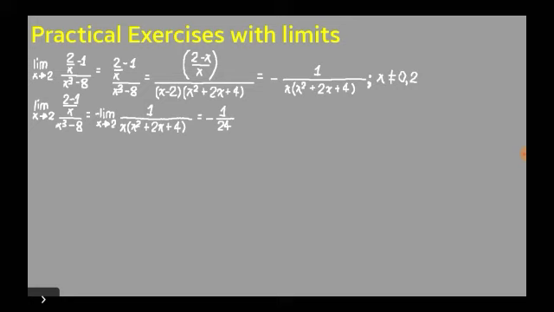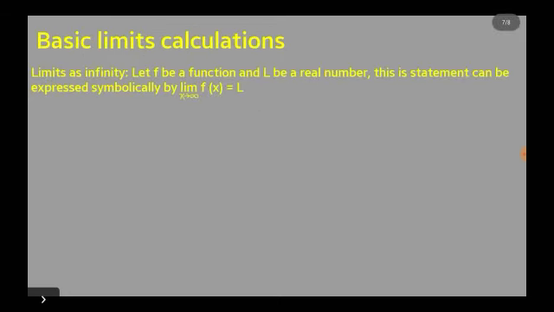X is different from 0 and 2. Then the limit as x approaches 2 of that expression, which is equal to minus the limit as x approaches 2 of 1 over x times x squared plus 2x plus 4, which is equal to minus 1 over 24. Now we have substituted using the basic limit calculations.